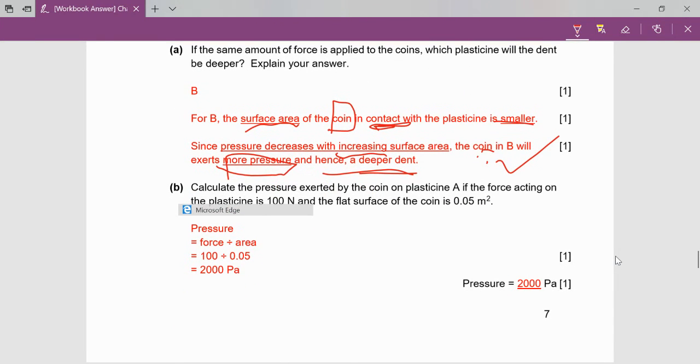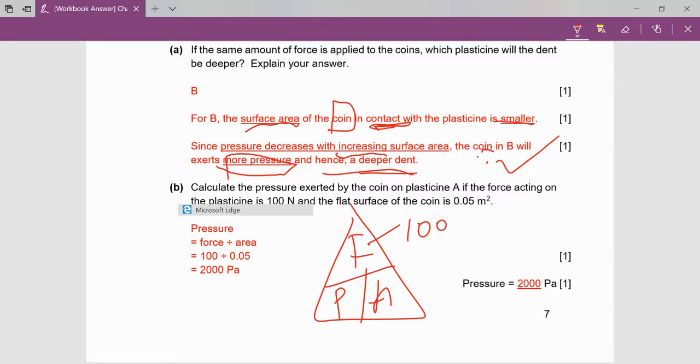Calculate pressure exerted. Draw your triangle. 100 newtons and 0.05 meters squared. So just take 100 newtons divided by 0.05 meters squared. Then you get your answer. Please include units. Alright.